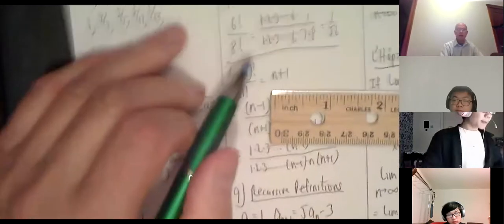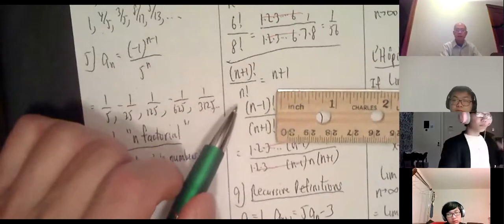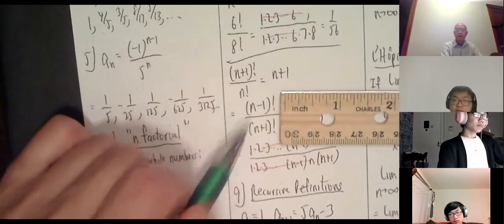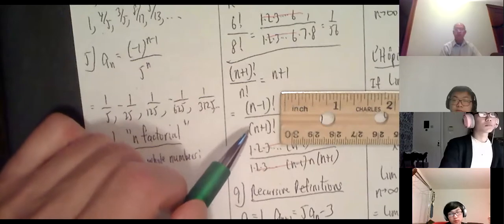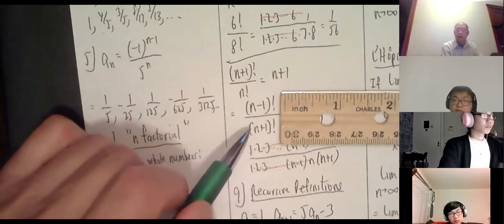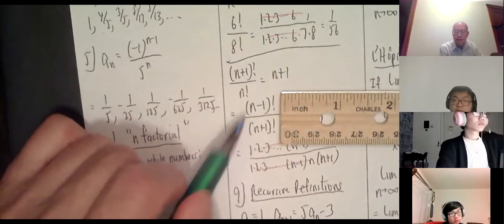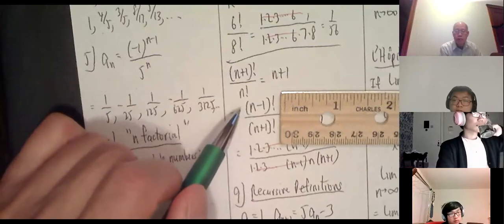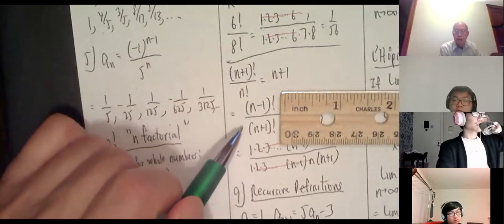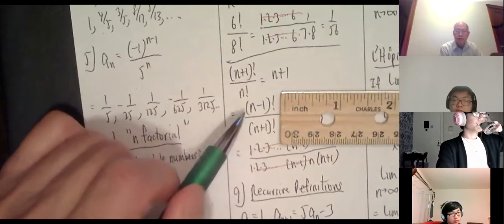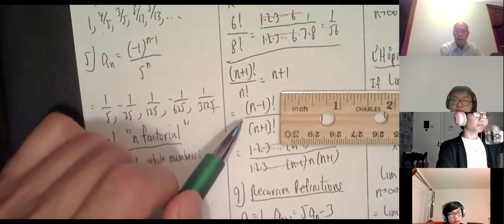Okay. How about this one? n minus 1 factorial divided by n plus 1 factorial. Can you work that out? A way to think of that is which has more, the top or the bottom? And then how many more? Or say to yourself, what does the bottom have that the top doesn't, or vice versa? Can you figure that out?